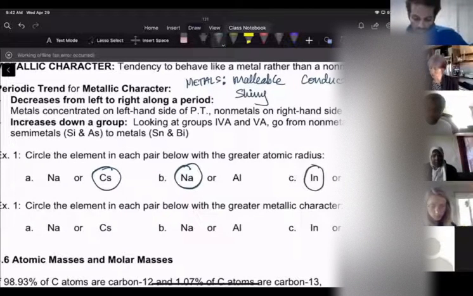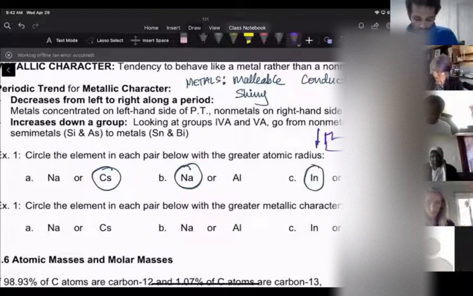Notice that if we had trends, I'm going to draw my little periodic table. The trend goes down to this bottom corner.